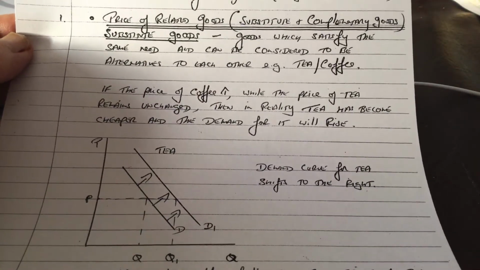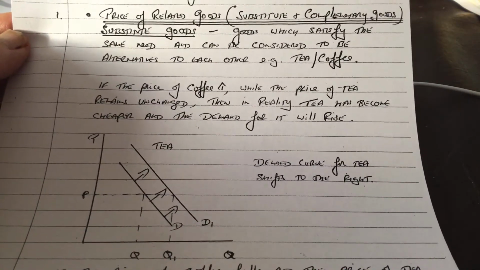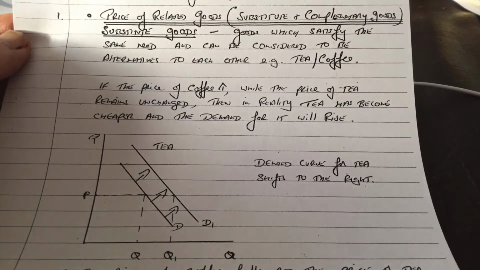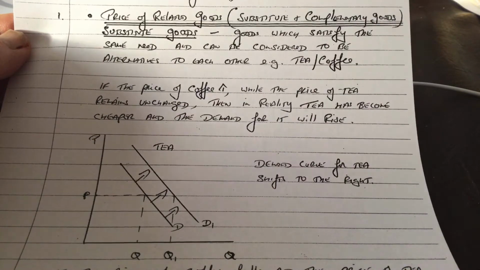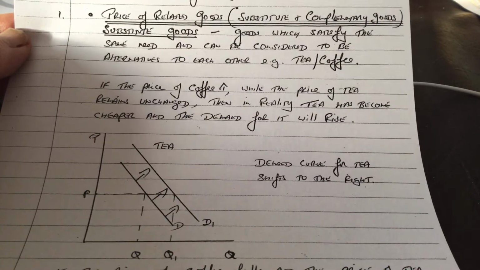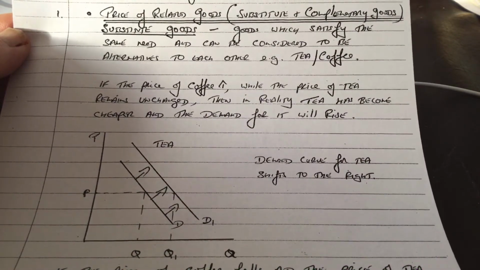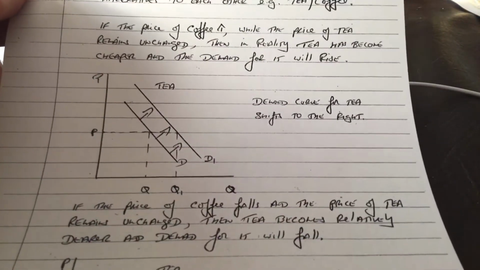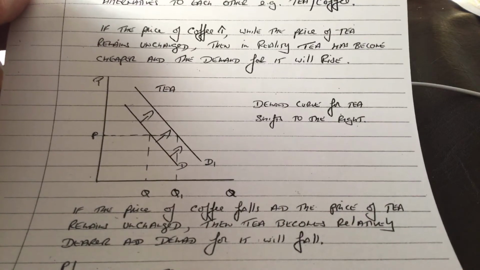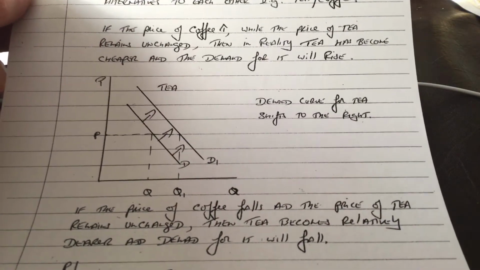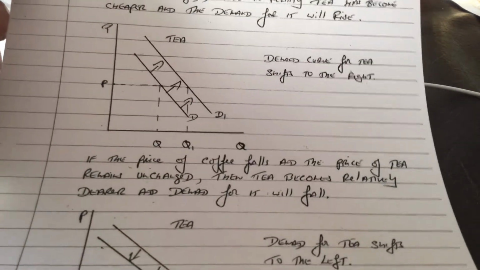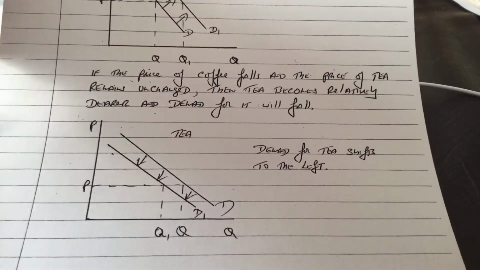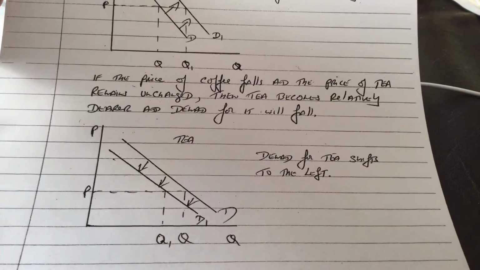However, if the price of coffee goes up, while the price of tea remains unchanged, then in reality tea has become cheaper and the demand for it will rise. The demand curve will shift to the right even though the price hasn't changed. If the price of coffee falls and the price of tea remains unchanged, then tea becomes relatively dearer and the demand for it will fall. The demand for tea will shift to the left even though the price of tea has not changed.